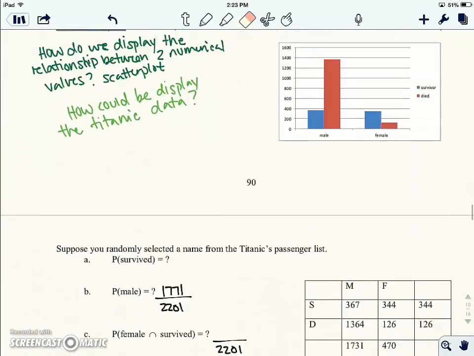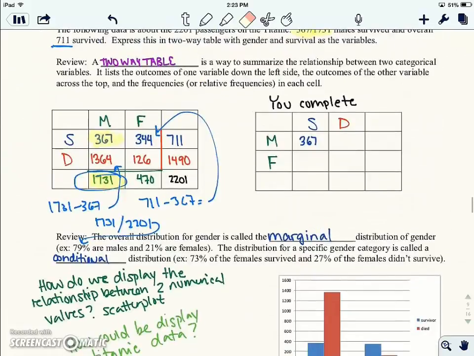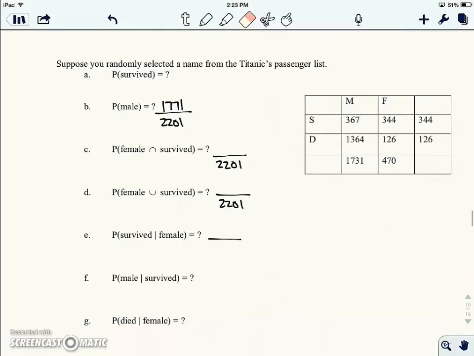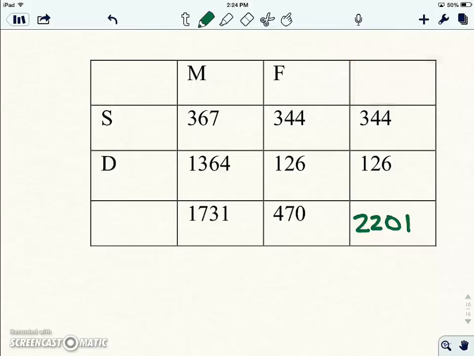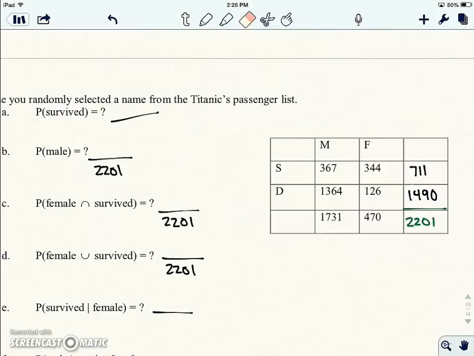All right, let's try some practice. I've now taken the table that I wrote on here and I've moved it to this page. The first question is, what is the probability you survived? Well, we know if we add these up, there were 2,201 passengers. And of those, okay, I had to fix the chart, there was a problem, but let's look at it.